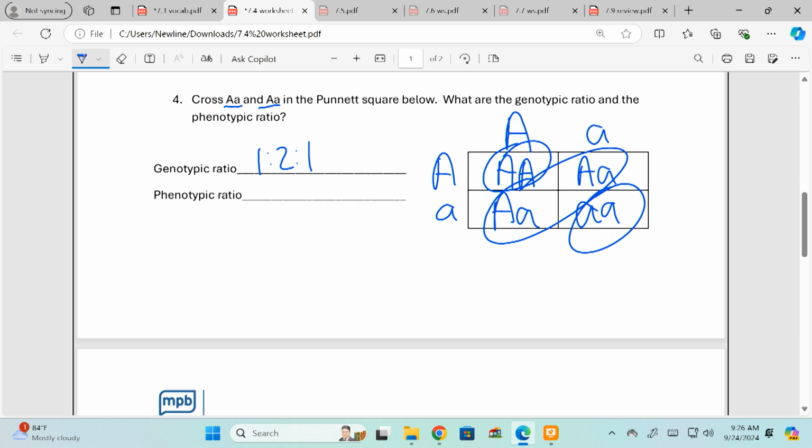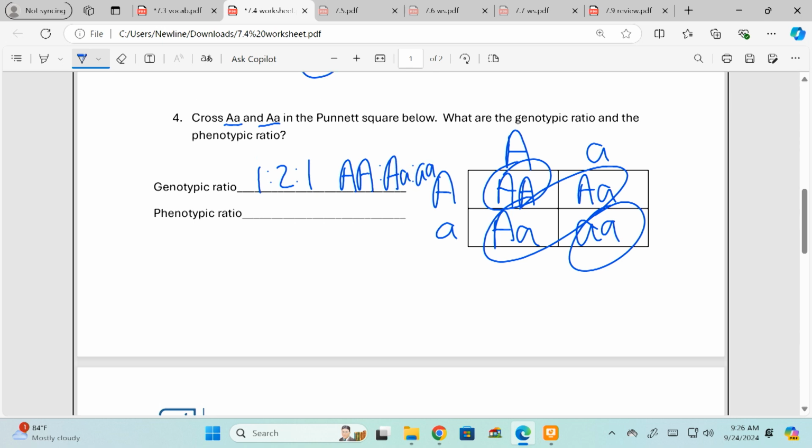And we might want to go ahead and include what the combinations are, so we'll write it something like this. And that lets them know that we've got 1 homozygous dominant, 2 heterozygous and 1 homozygous recessive.